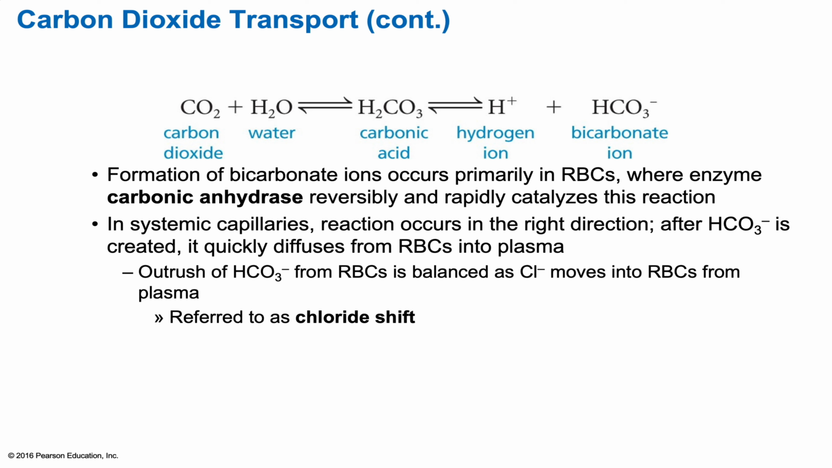Now, to counterbalance the outflux of these anions from the red blood cells, chloride ions move from the plasma into the red blood cells. This ion exchange process is what we call the chloride shift, and it occurs via facilitated diffusion through the red blood cells' membrane proteins.